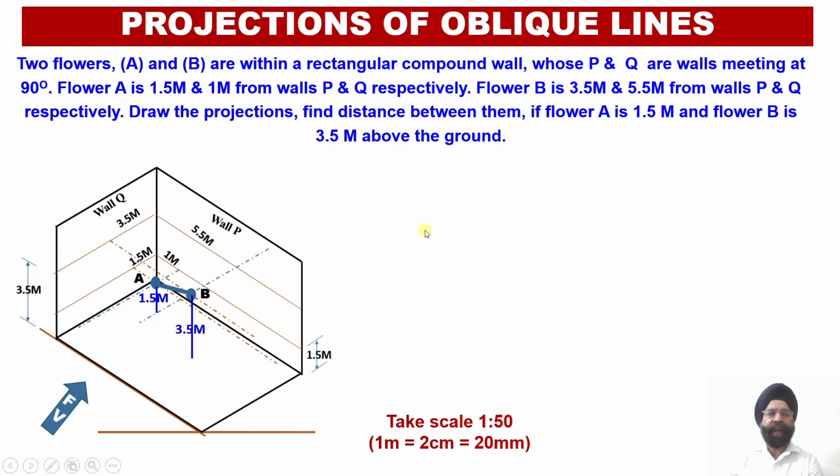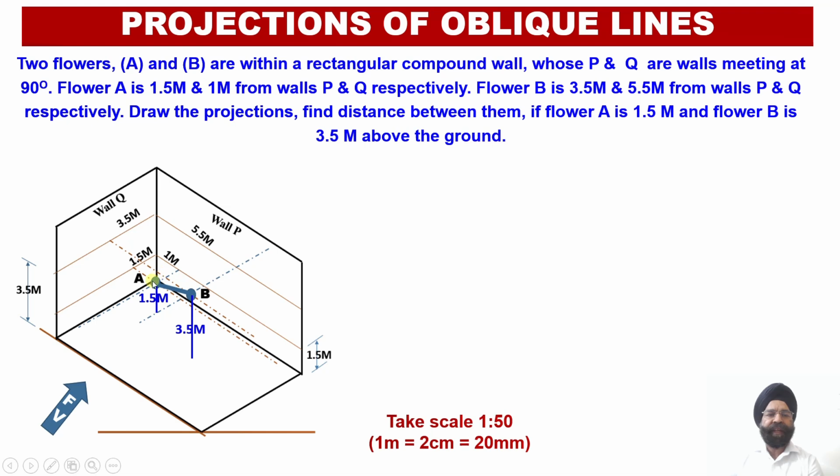Here we have been provided with a real world situation in which two flowers A and B are located within a rectangular compound wall whose P and Q surfaces are meeting at 90 degrees. So here we can see that this is the wall P of a compound, this is the wall Q of a compound, and these two walls happen to lie at an angle of 90 degrees.